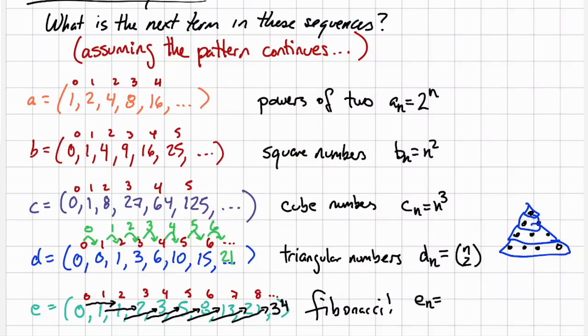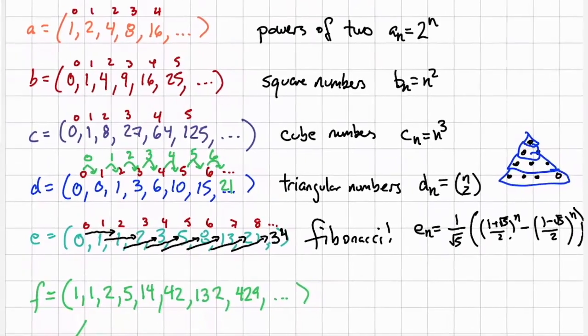It's a natural question whether these numbers have a closed form formula, and they do, but it looks a bit different than these other sequences. It's 1 over root 5 times ((1 plus root 5) over 2) to the n minus ((1 minus root 5) over 2) to the n. You're not expected to memorize that, but it shows there's always more to learn. Speaking of always more to learn, let's take a look at one more example.